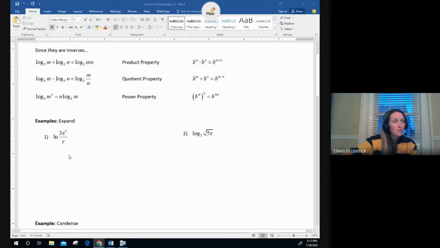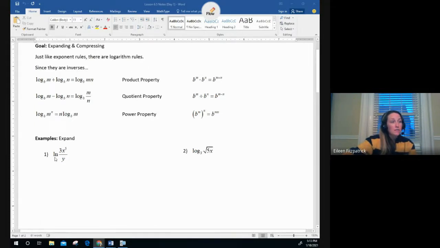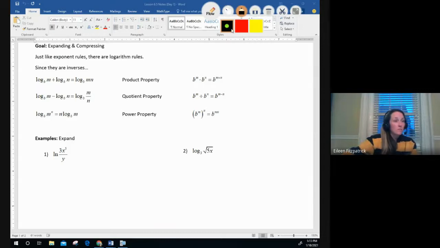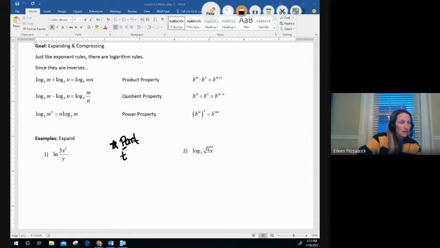So we use these rules to either expand or compress. When you expand, you go from a single log or single ln to multiple logs or multiple ln's. I'll give you some quick notes as we go through the problems. For the first one, my note is: first break apart the division, then the multiplication, then power.